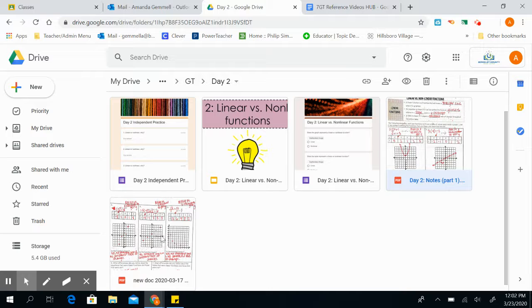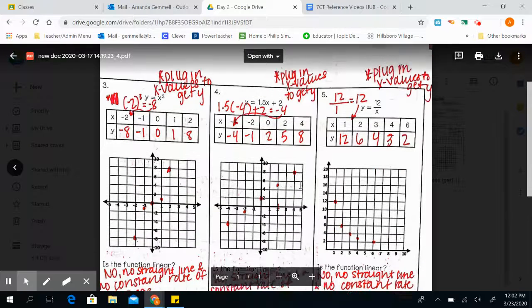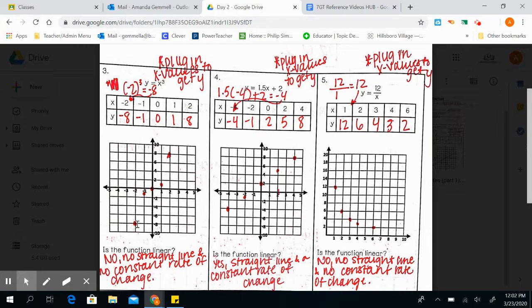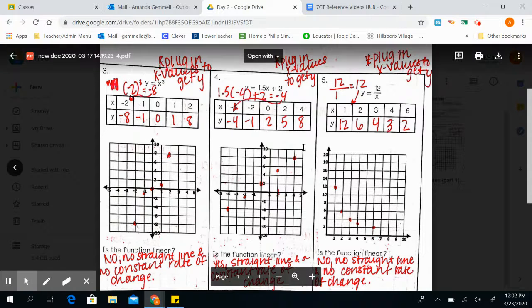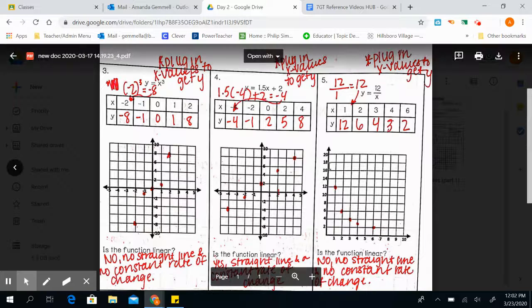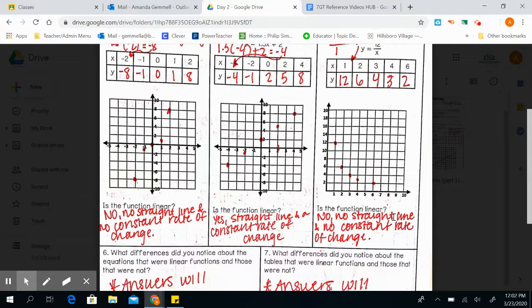For notes part 2, you should have continued doing that same process for each. This gives you kind of a wonky shape here, so that is not linear because it's not a straight line. If you connected these, this would be linear, so it's a straight line, and then this would give you sort of like a curved line right here if we connected these, so that's non-linear.